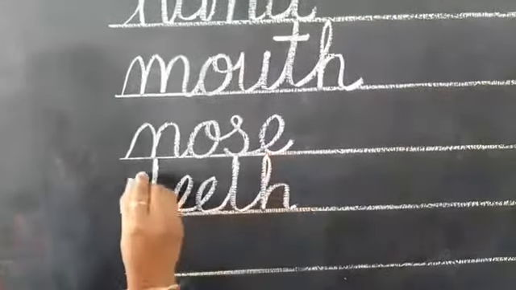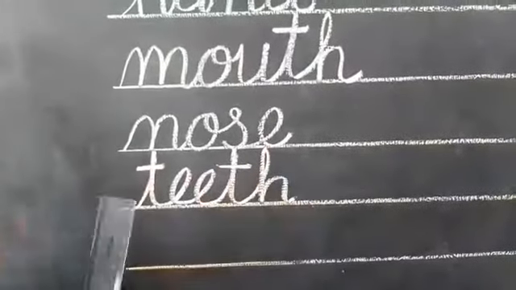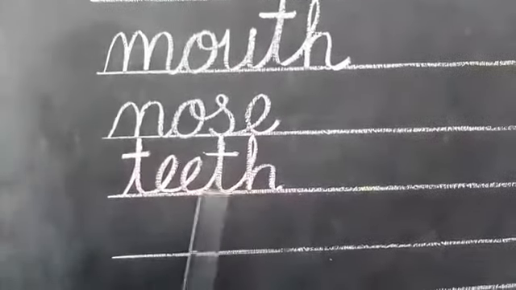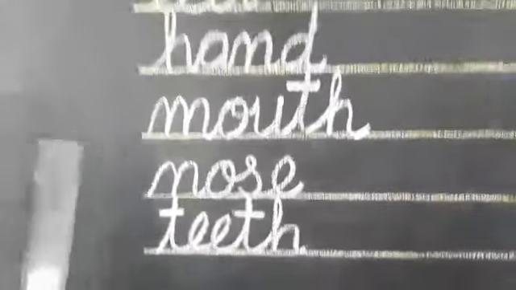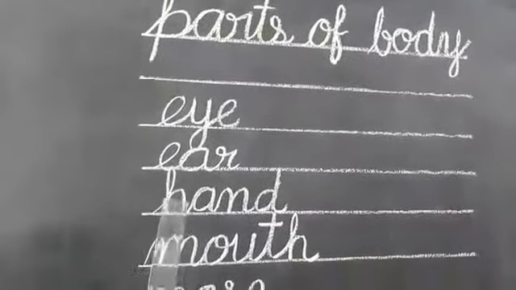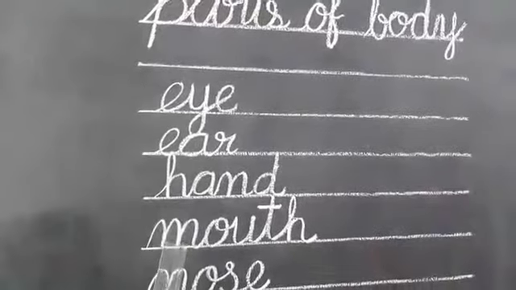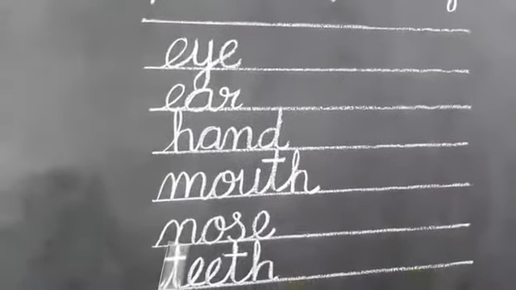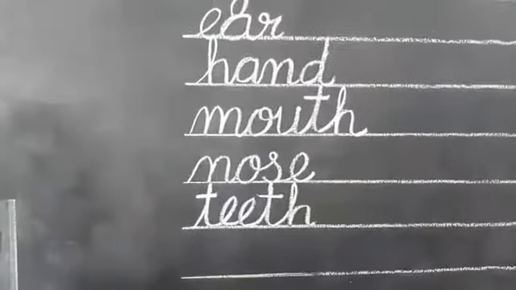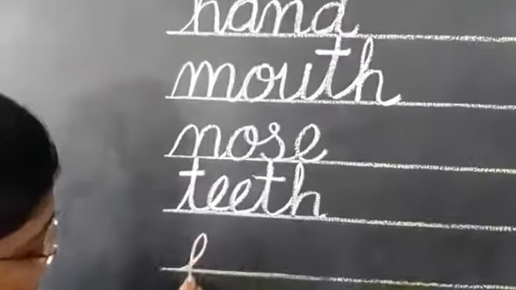Next, teeth. T-E-E-T-H. Teeth. Repeat with me, children. Eye, ear, hand, mouth, nose, teeth. Finish.